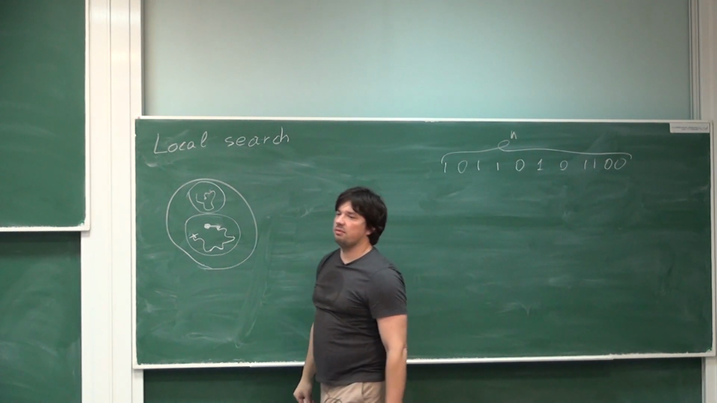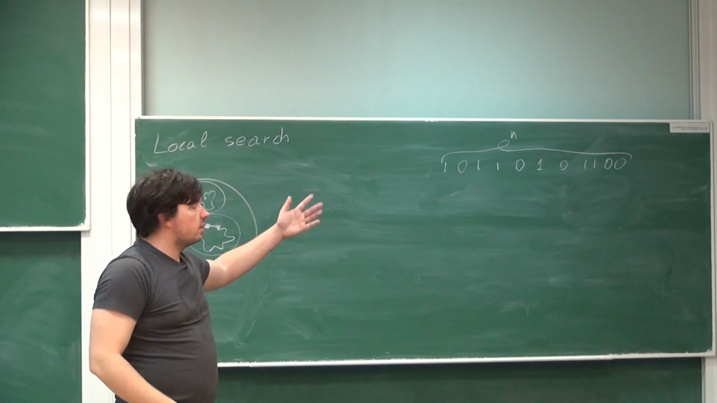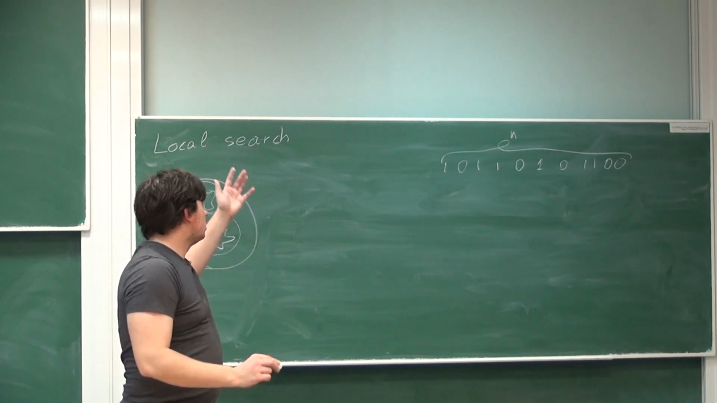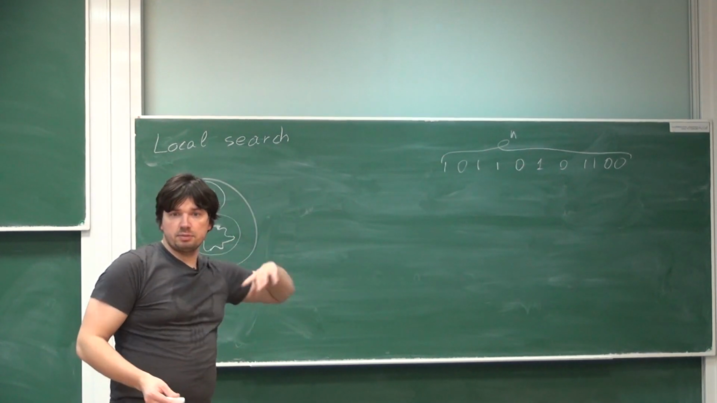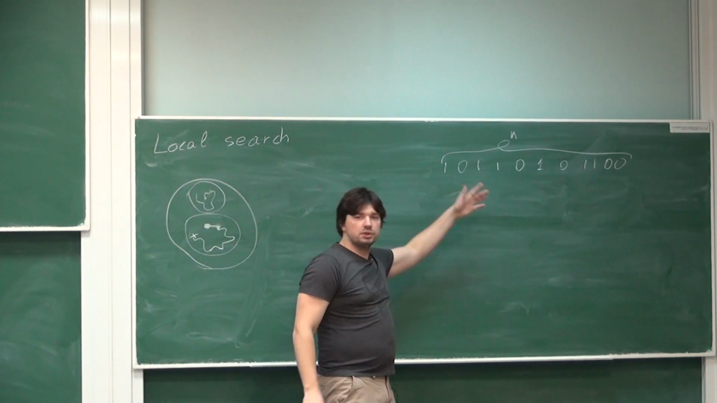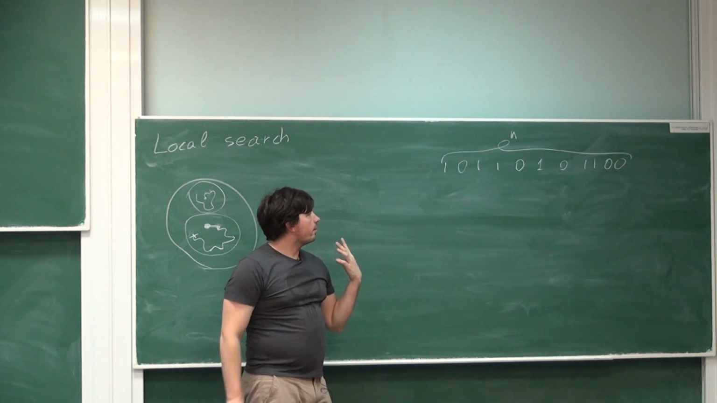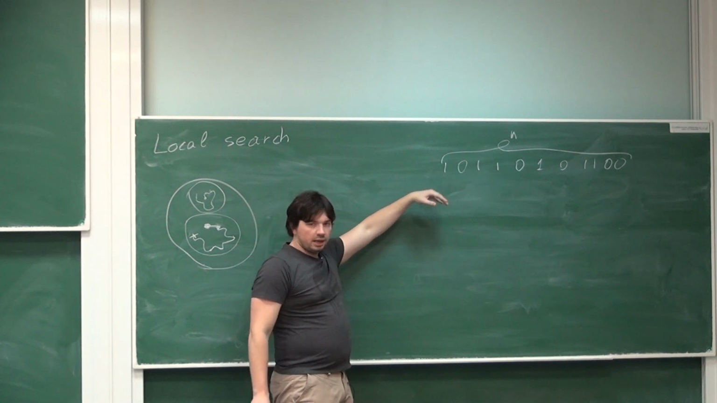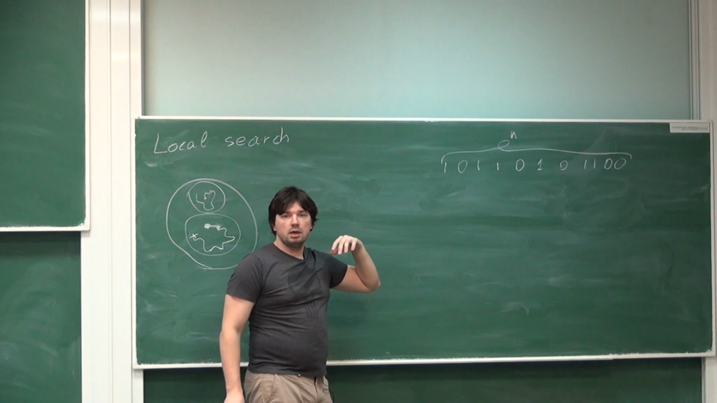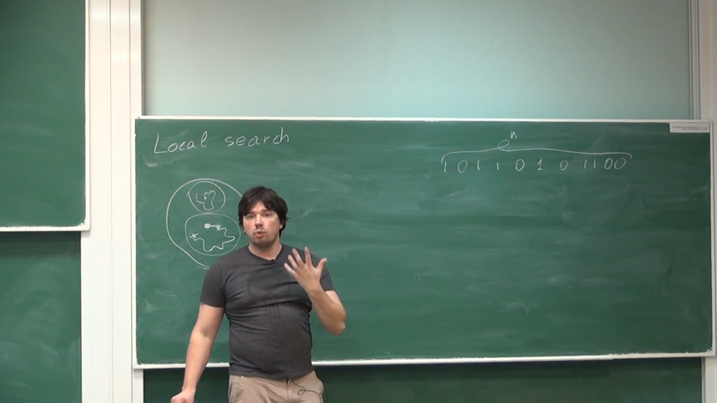Where we say that if the first variable is true, we put 1 into the first position of our string. Then if the second variable is false, we put 0, and so on. And another assignment would be a neighbor of this one if it differs in just one location.